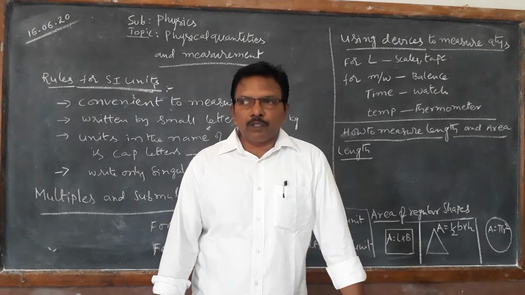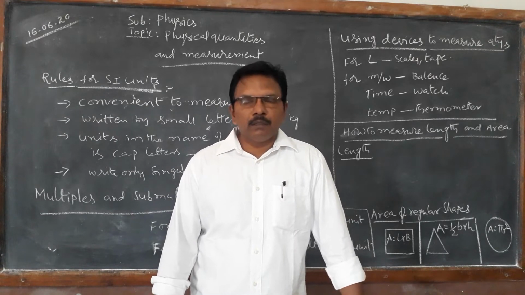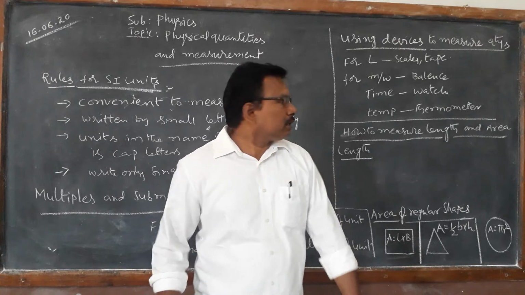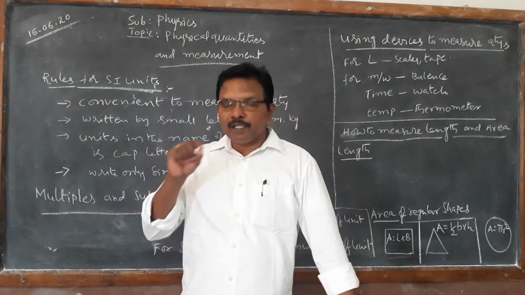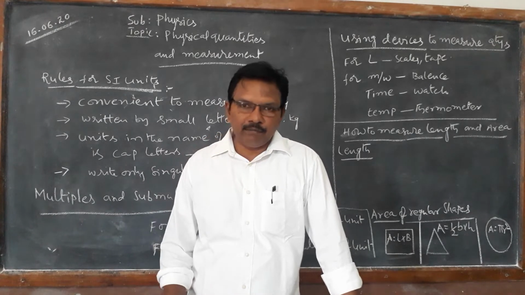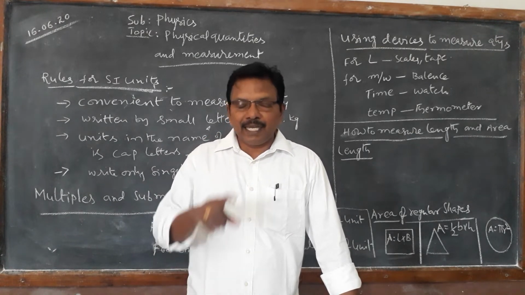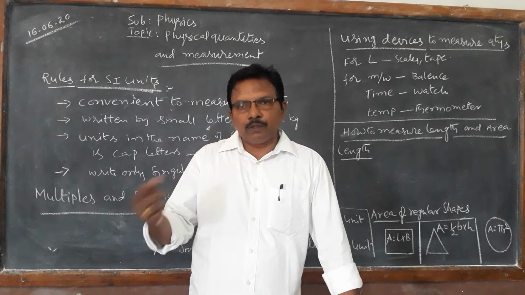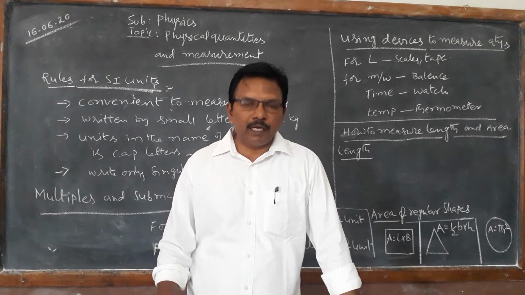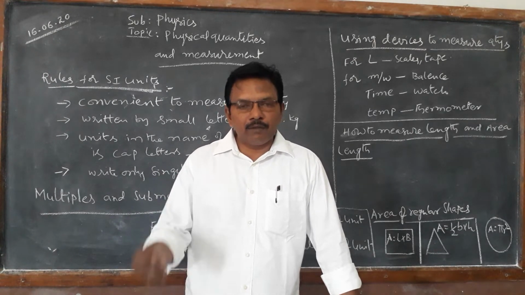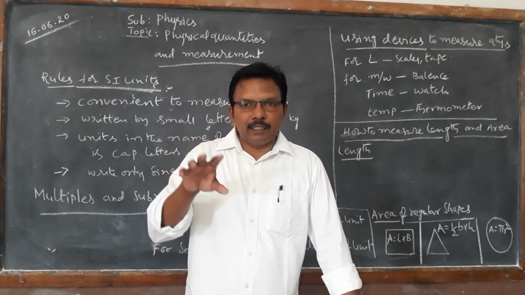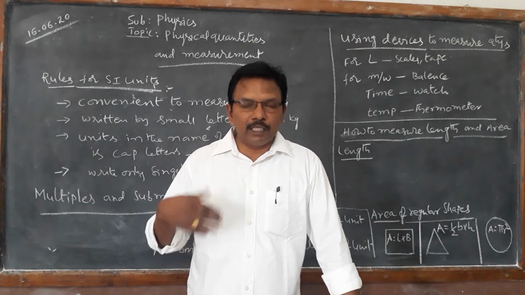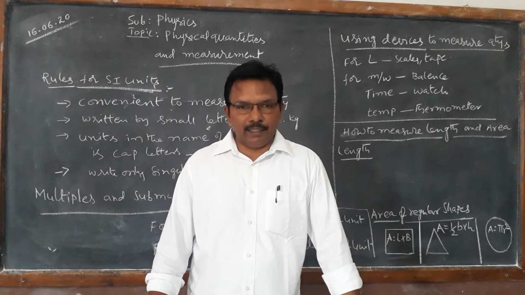Take the thing that you are going to measure and take the tape or a scale. The 0th division coincides with the first end, and the second end coincides with some other reading of the scale or tape. That reading we have to note. That reading only gives the length of the thing.